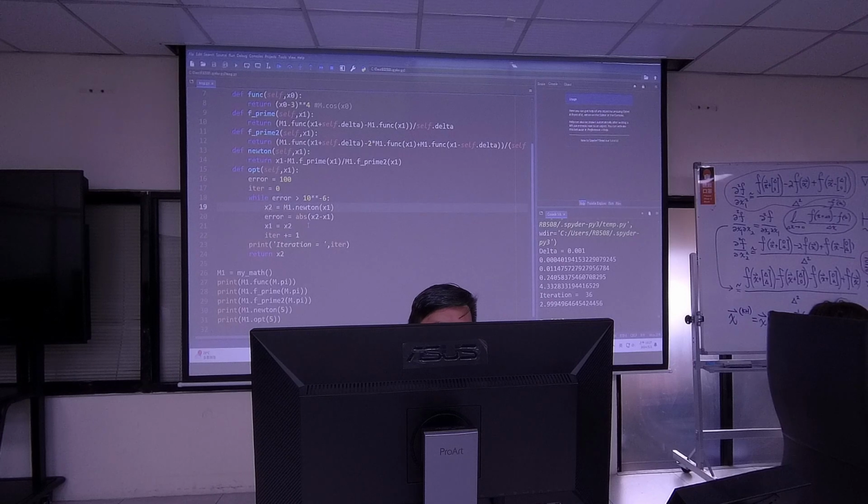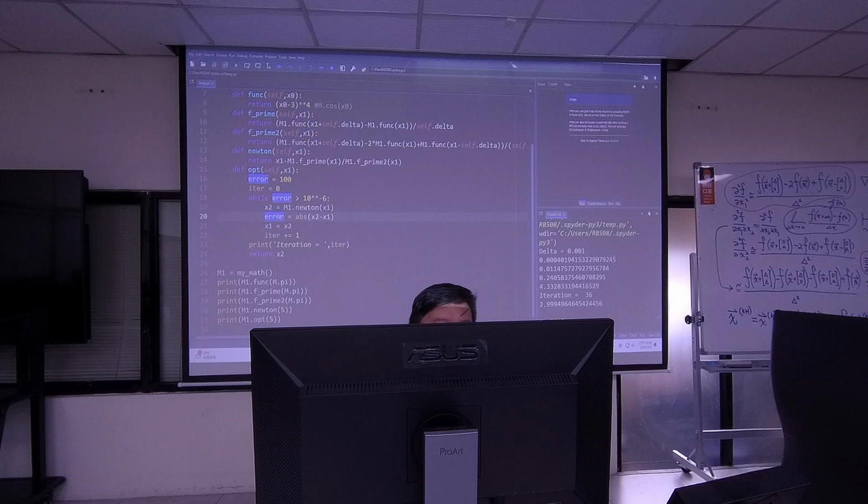Inside the while loop, you will run Newton, just like what I did. x1 is my initial guess, the initial value, which is 5. So when it goes to this line, this is 5. By Newton's method, it will return some new value, a new position. Over here, you compare the difference between x2 and x1. You can use the absolute value of x2 minus x1, and that is your new error.